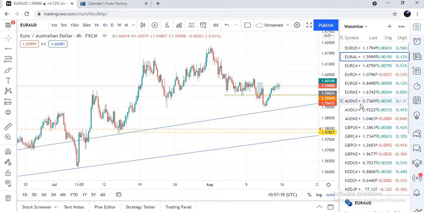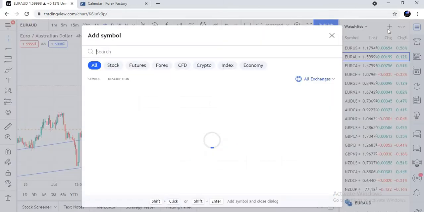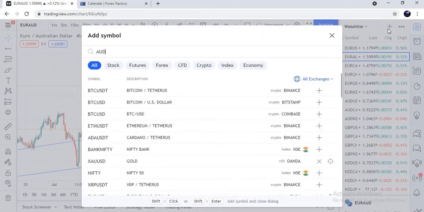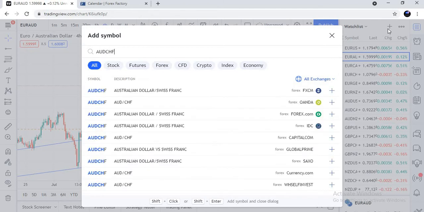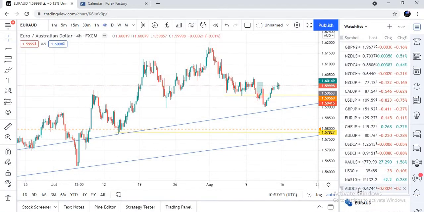AUD to the Swiss franc. Where is AUD CHF? I think we even took this out of our watch list. Let's search for AUD CHF. Let's add that to this market. Let's move that up.